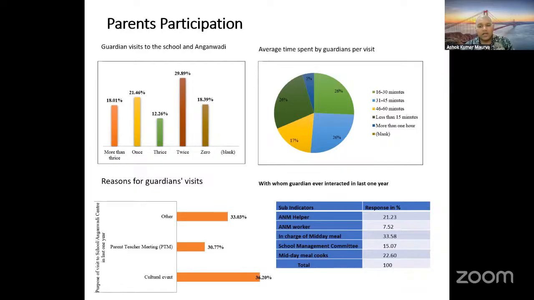And whom did the guardians interact with in the last year? Around 34% of guardians said they interacted with the midday meal in charge. Who is the midday meal in charge? It is a teacher or a female who is also given the additional charge of the midday meal. This is one of the good things. It ensures the effectiveness of the scheme. It gives a sense that the parents are following the scheme.